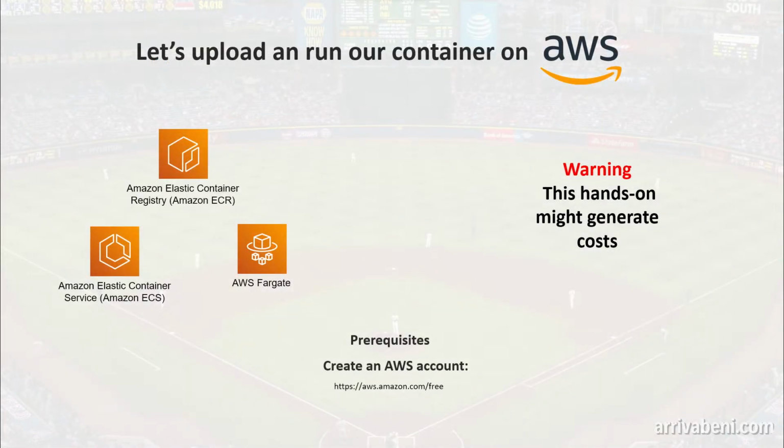Now that we have our container up and running locally, let's run it on the AWS cloud. For this hands-on, we'll use the AWS service Amazon ECR, which is similar to Docker Hub, an image repository, Amazon ECS, which is a container service, and AWS Fargate, which is a serverless container service, which means that we don't have to manage the infrastructure.